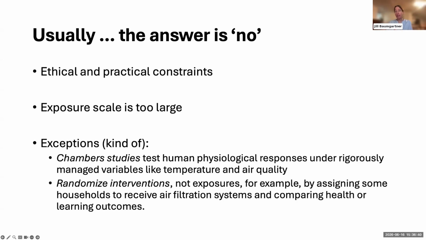We also can't really manipulate these kinds of large scale environmental processes that affect entire communities, or realistically, it would be almost impossible to do that. But there are some exceptions. So one is that there are chamber studies where you can test some human physiological responses to different environmental variables like air quality. So these are really limited usually to healthy young adults. So they may not be the people that you're most interested in studying, the most vulnerable population, so elderly people or pregnant people or children.